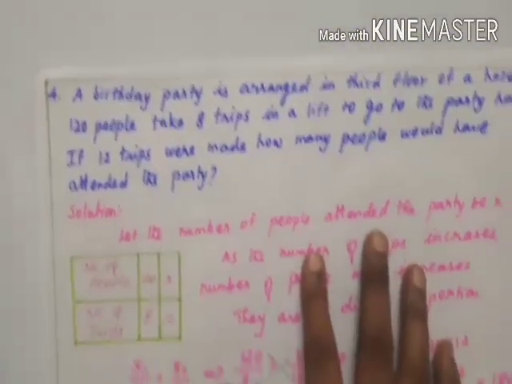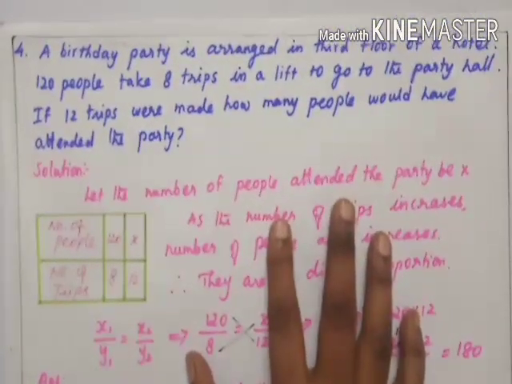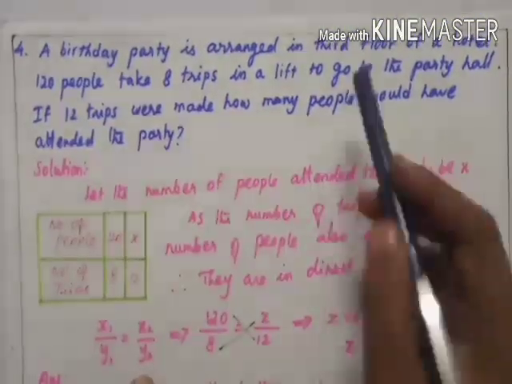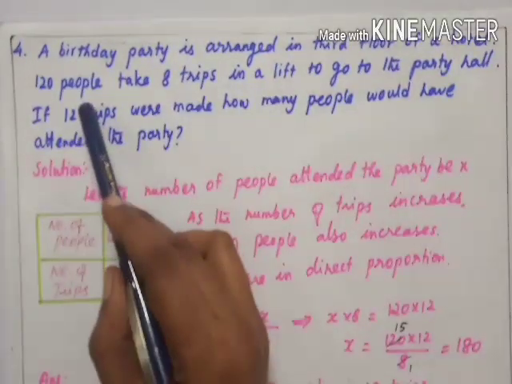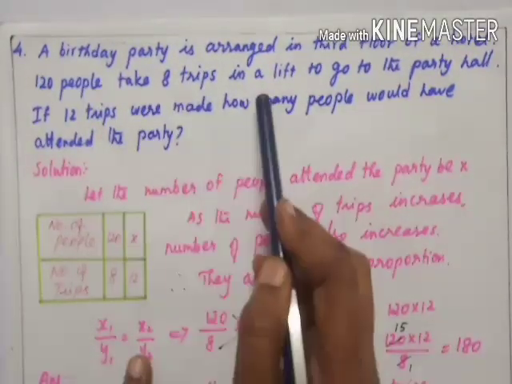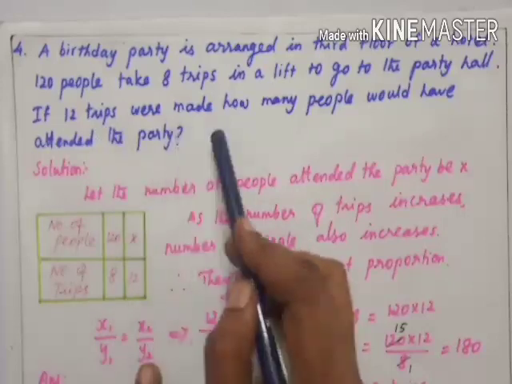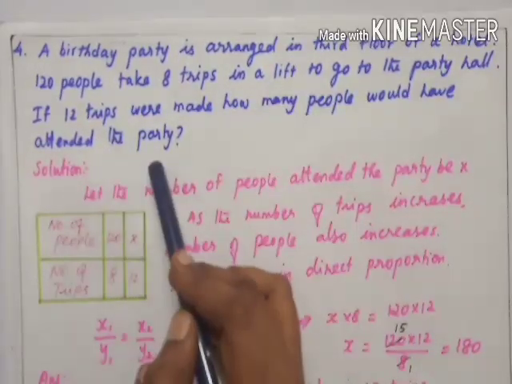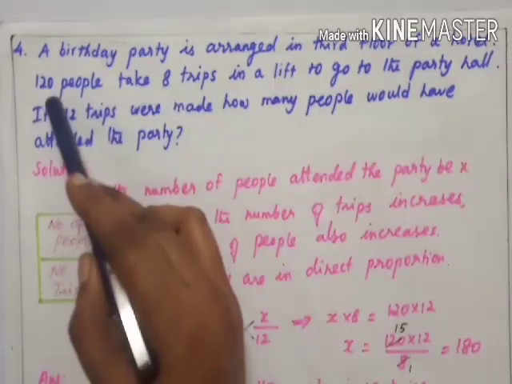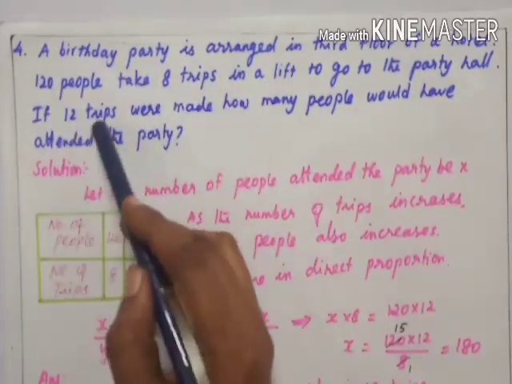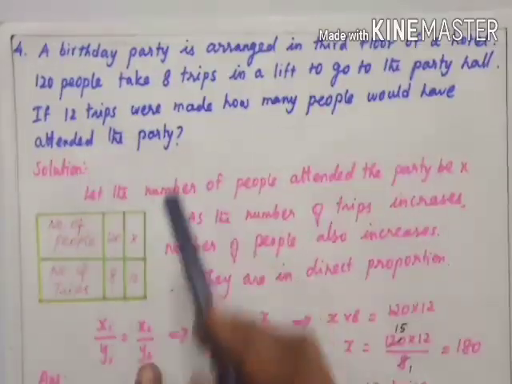Right, I'll go with the fourth sum. A birthday party is arranged on the third floor of a hotel. 120 people take 8 trips in a lift to go to the party hall. If 12 trips were made, how many people would have attended the party? So 8 trips, 120 people. Now 12 trips, how many people would have attended the party?